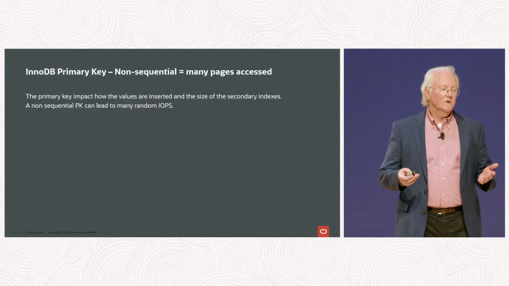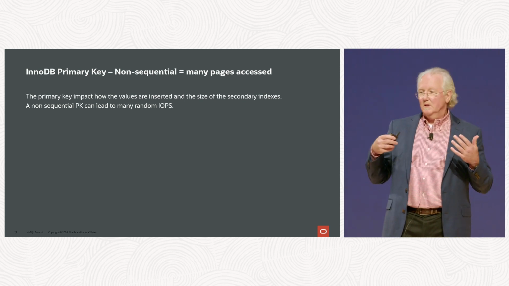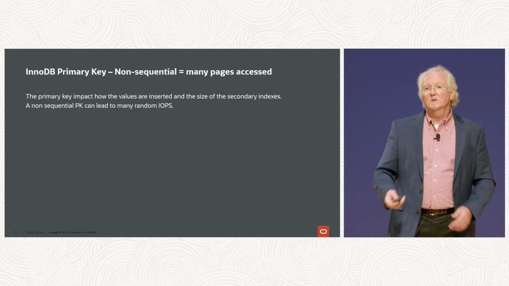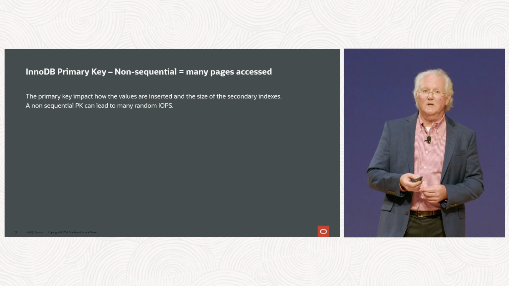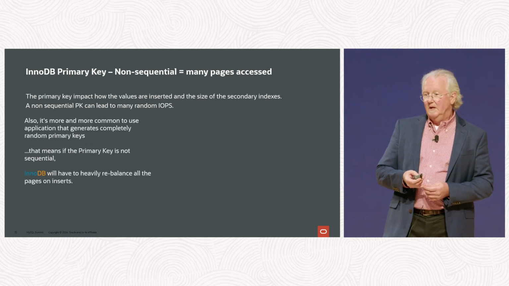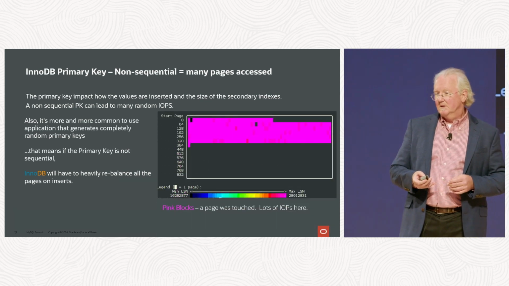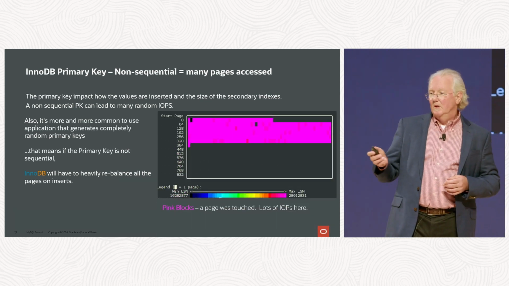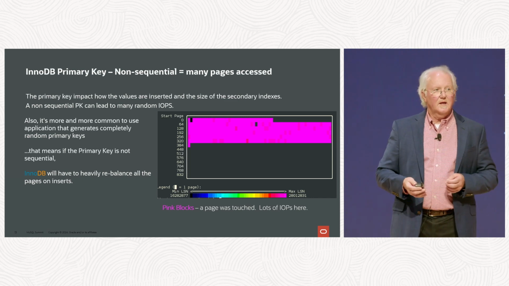So you don't want to do that. What you do want to do is have a sequential key that goes into your primary index when you set up the table, and you don't want it to be random. And so the problem is that if it's pretty random, you end up scanning through a lot of pages. So these pink blocks there are data access.